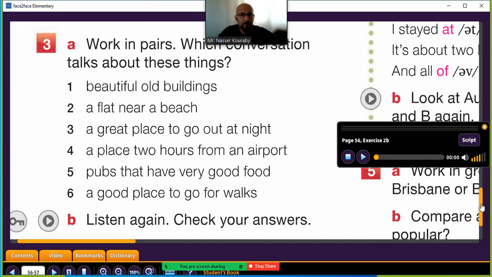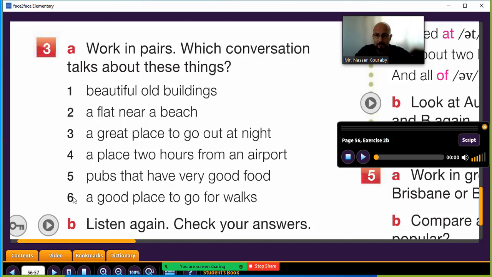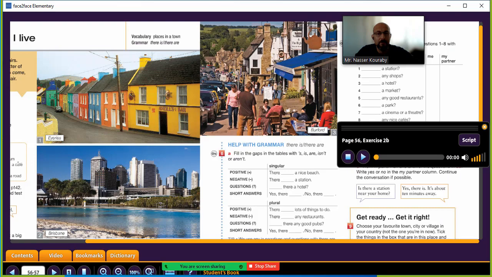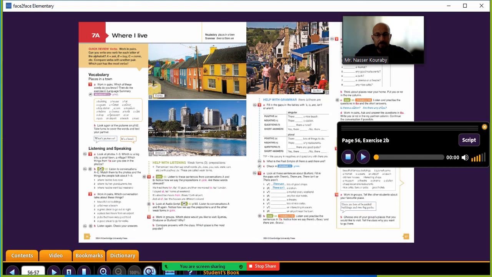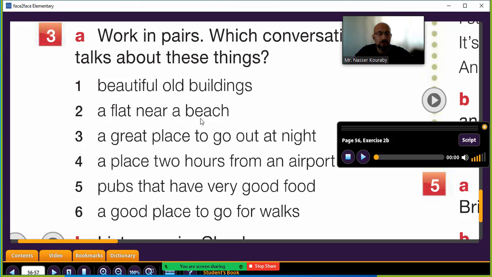Number three, how many sentences do we have here? Yes, we have six sentences. And now, for example, when I say number one, beautiful old buildings, which photo from here do we have beautiful old buildings? Okay. And number two, a flat near a beach. Okay. So think about them.